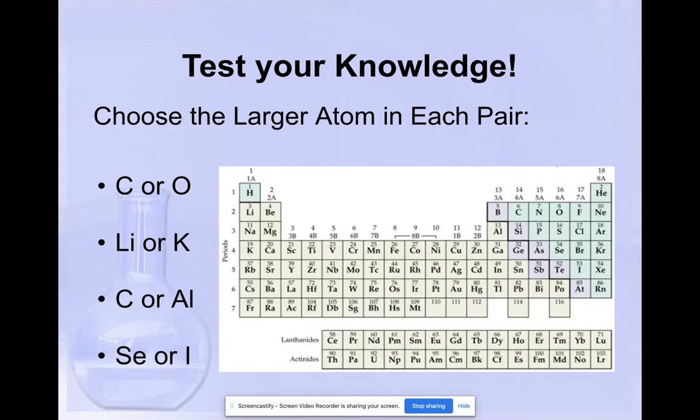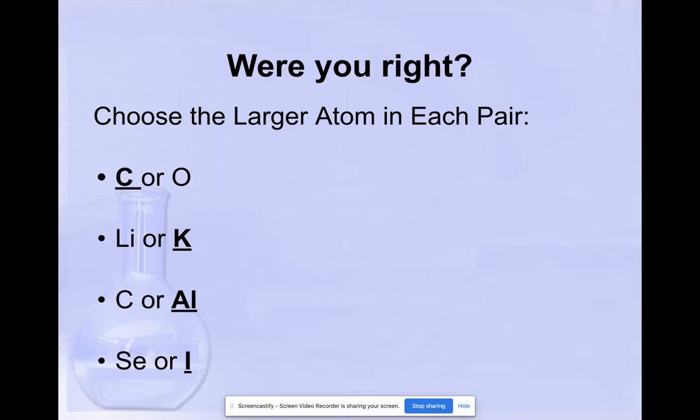Okay, so test your knowledge. I've given you 4 pairs of atoms. See in each pair which one is the larger atom, which one has the greater atomic radius. And these are the answers. Let me know if you have any questions about any of those pairs.